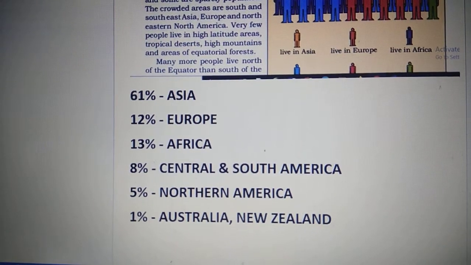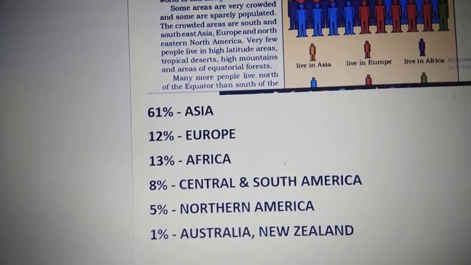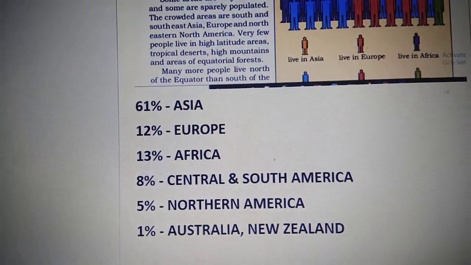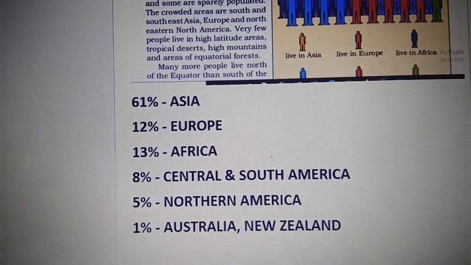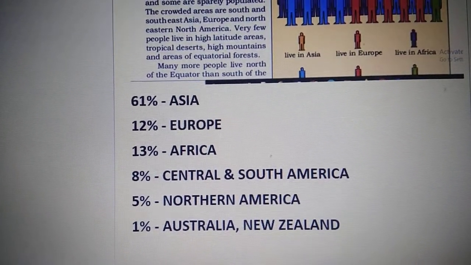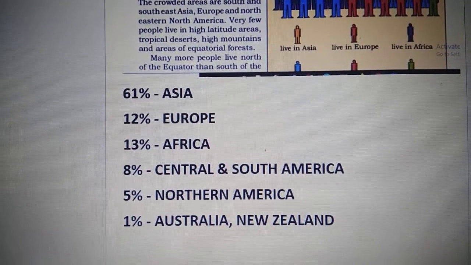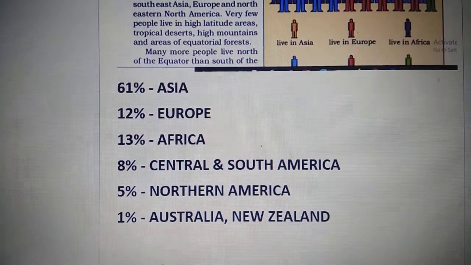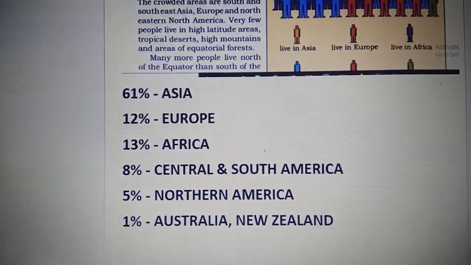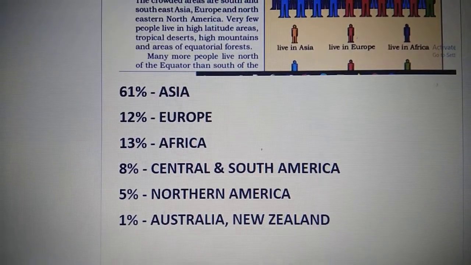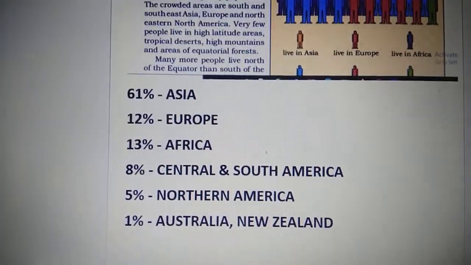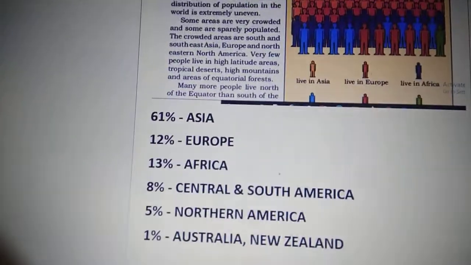So you see, some places are very crowded, some places are sparsely populated, and most of the crowded areas are in Asia, Europe, and North and Eastern North America. And very few people live in places like high latitude areas, tropical deserts, high mountains, and areas of equatorial forest. More people live in north of the equator than south of the equator.